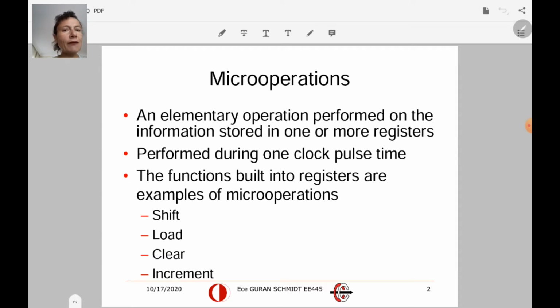We have learned in 348 how to design a register, and you can implement it by surrounding it with combinational circuits. You can implement all kinds of functions. These functions are, for example, shift left, shift right, serial load, parallel load, clear the register, or increment it.